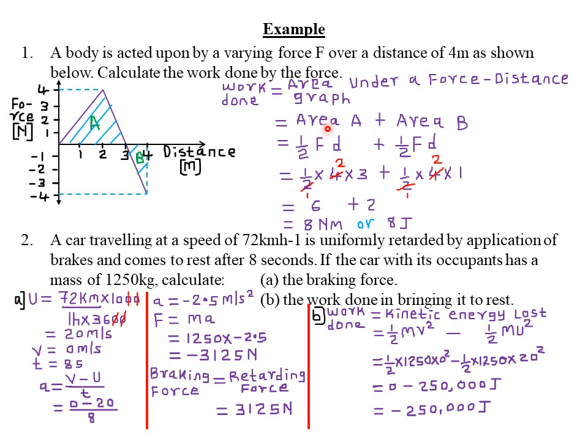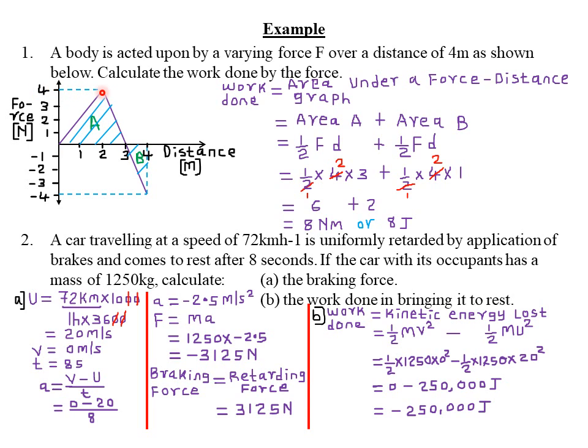So we know that the total area will be given by area A plus area B, which is equal to, area A is in the form of a triangle. So the area of a triangle is a half base times height. So this shall be given by a half base. Base is actually the distance from here up to 3. Then the height, of course, will be 4.